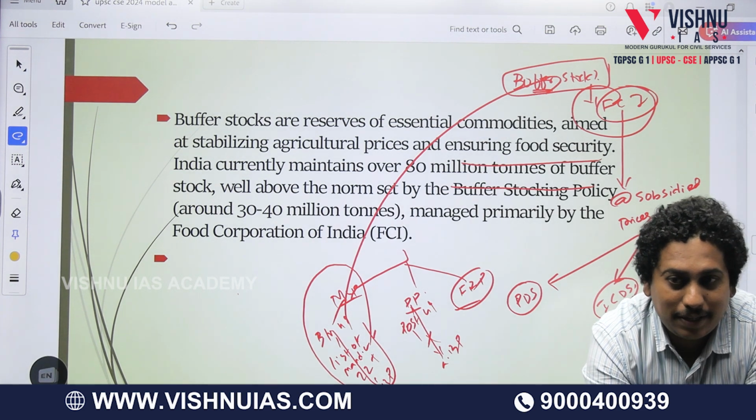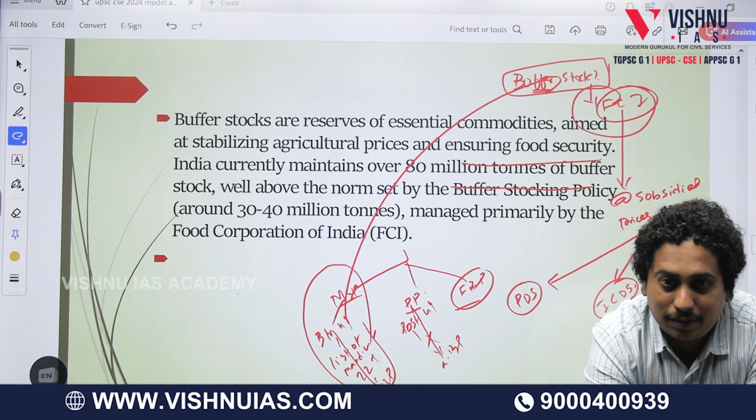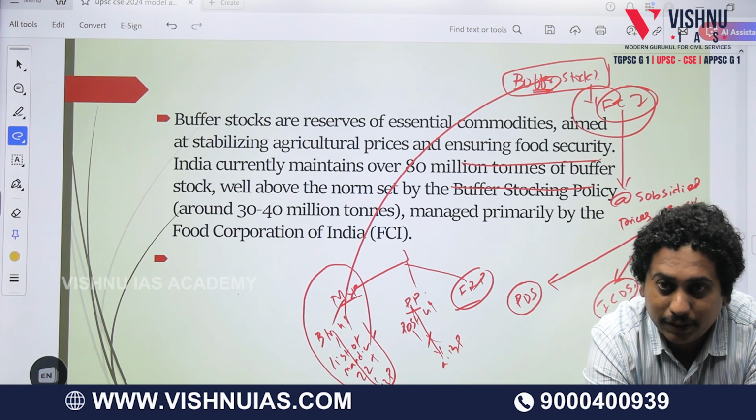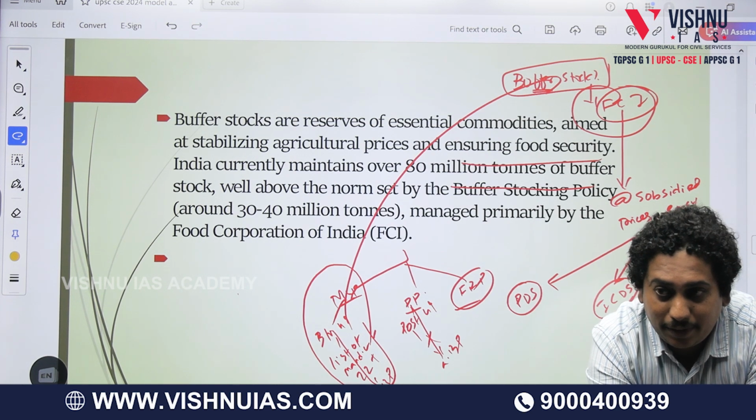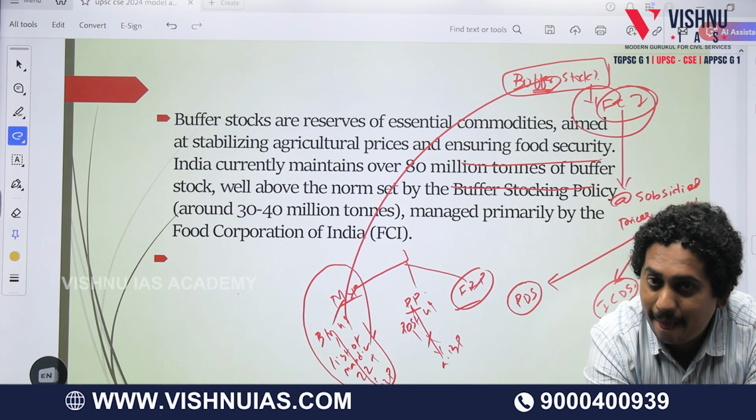In fact, last year also I was expecting a question on MSP. Is MSP a legal right or not? No. MSP is not a legal right of the farmer. That is the reason in 2024 farmers protested again. This year, what is the reason for the farmer protest?